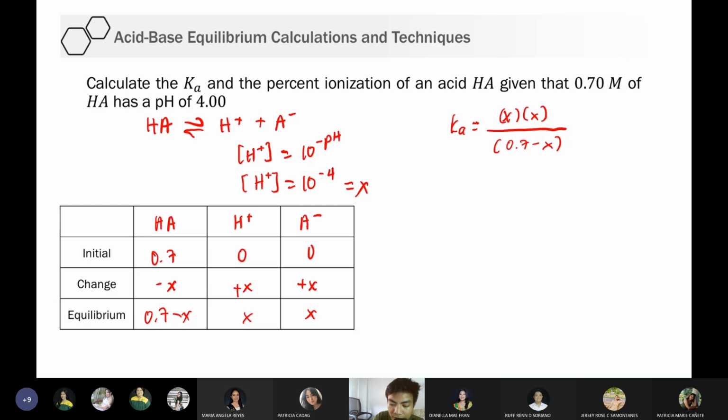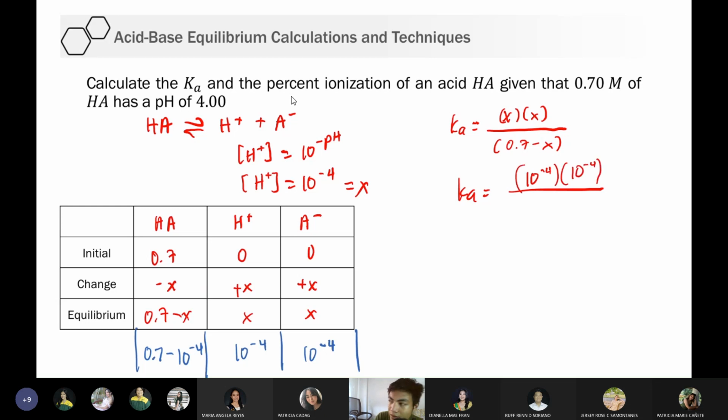So, alam ko na yung equilibrium amounts ng aking species. Diba? So, this will be 10 raised to negative 4 molar, 10 raised to negative 4 molar, and this will be 0.7 minus 10 raised to negative 4 molar. O, diba? Yan na yung kanilang equilibrium concentrations. Then to solve for Ka, you just simply plug in your values. So that will be 10 raised to negative 4, then another 10 raised to negative 4. So yung isa yung sa H+, yung isa sa conjugate base. And yung nasa baba, that will be 0.7 minus 10 raised to negative 4.